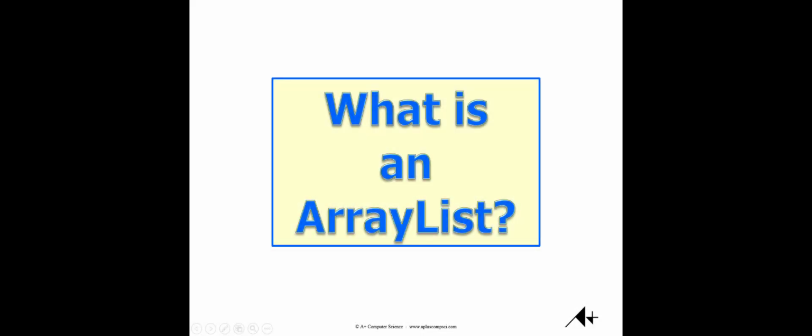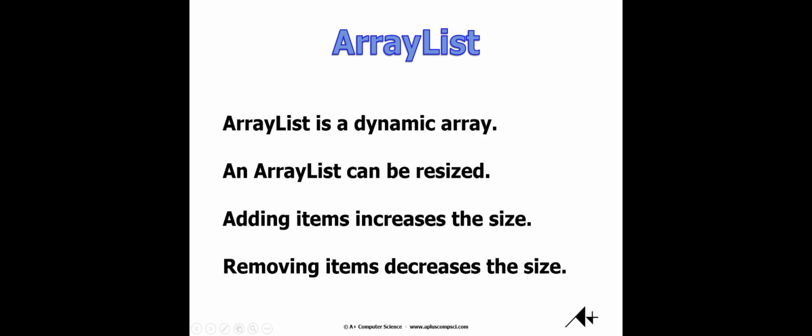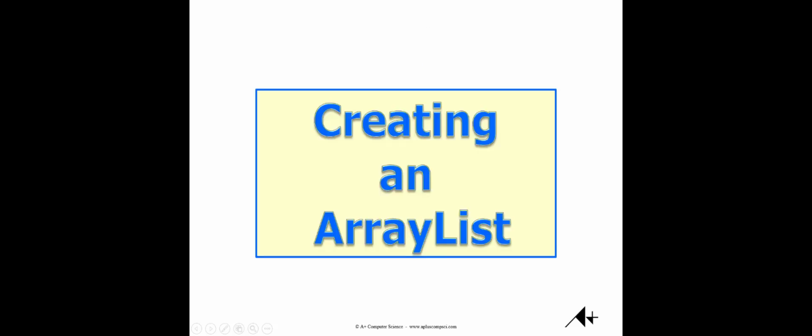Okay, let's take a look at an ArrayList, and we'll break down what it is and a bunch of the methods that you can use with the ArrayList. So let's get going. An ArrayList, basically, is a class that stores an array. It's resizable. You can add items, remove items. So it basically gives you the ability to work with a dynamic array. When you add items, the size increases. When you remove items, the size decreases. And we'll look at all of these options as we go through.